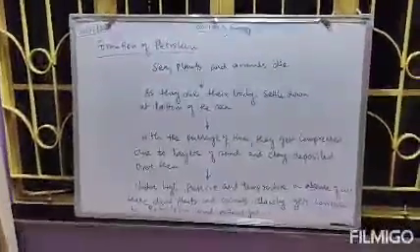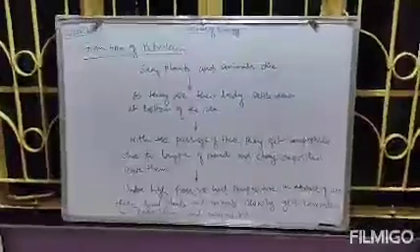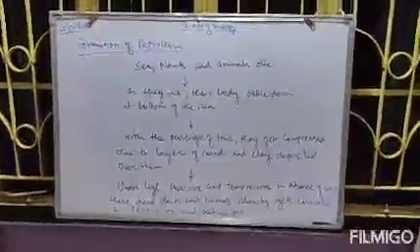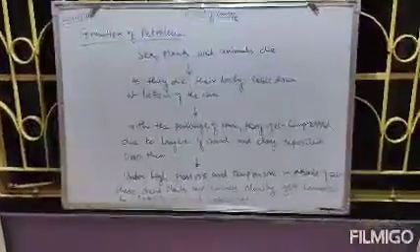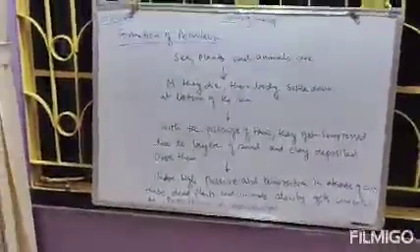Clear? So these are all a total of four steps of the formation of petroleum. The first step is, sea plants and animals die. Second step, as they die, their body settles down at the bottom of the sea. Third step, with the passage of time, they get compressed due to the layer of sand and clay deposited over them. Fourth step, under high pressure and temperature, in absence of air, these dead plants and animals slowly get converted to petroleum and natural gas, and from here natural gas and petroleum are separated and then collected. Clear? So in this way petroleum is formed.